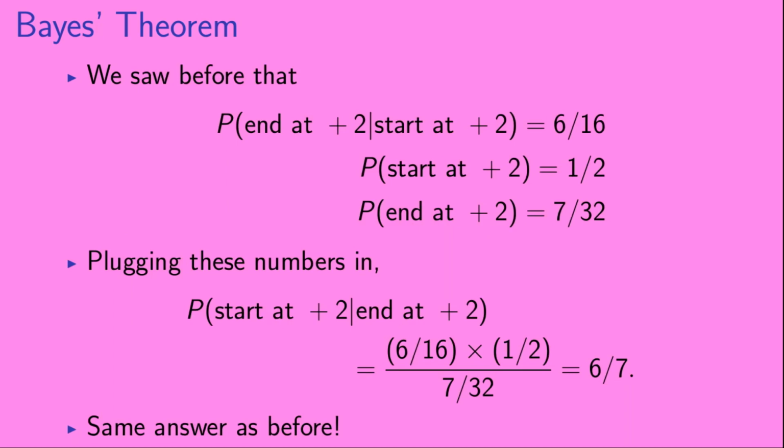Okay, so we saw before that the probability to end at plus 2, given that it starts at plus 2, is equal to 6/16. The probability to start at plus 2 is equal to 1/2, and the probability to end at plus 2 is equal to 7/32. If we plug these numbers into Bayes' theorem, we get that the probability that the object started at plus 2, given that it ended at plus 2, is equal to 6/16 times 1/2 divided by 7/32. This equals 6/7 and is the same answer as we got before.